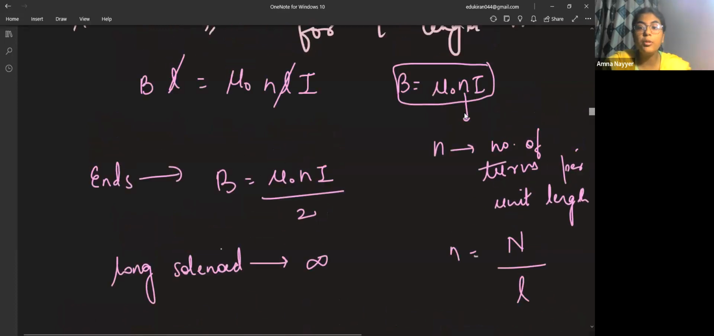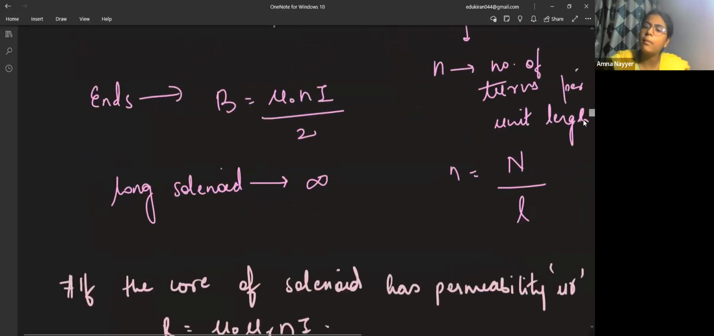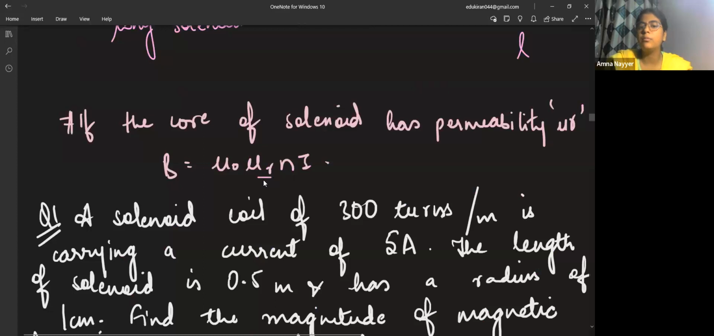Also, you have mu naught over here. Mu naught we have discussed, this is permeability only for air. 4 pi into 10 to the power minus 7 is particularly only for air, that's why we put the naught. Suppose the solenoid is kept in a different medium, in that case what will you do? Same thing as you have been applying in Biot-Savart's law: multiply it with mu r. That's it, mu naught into mu r nI. That becomes your formula. Before the question, write down the derivation.